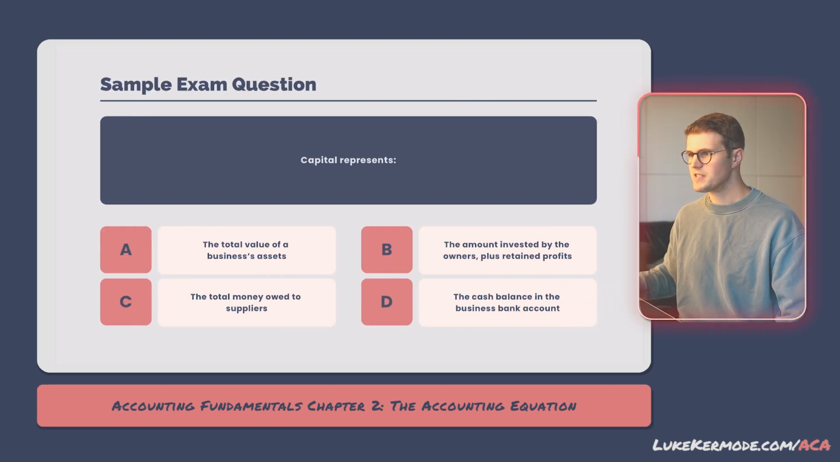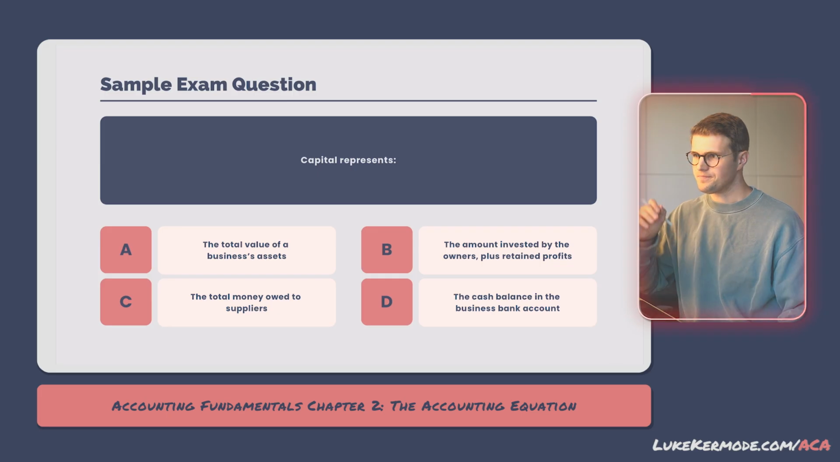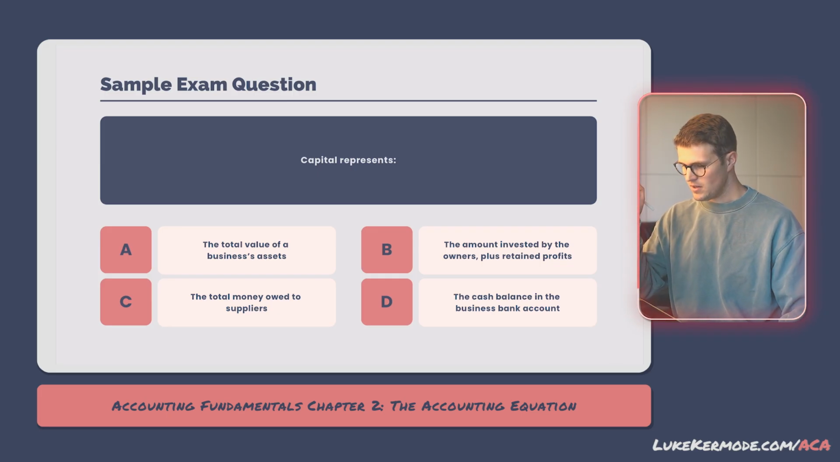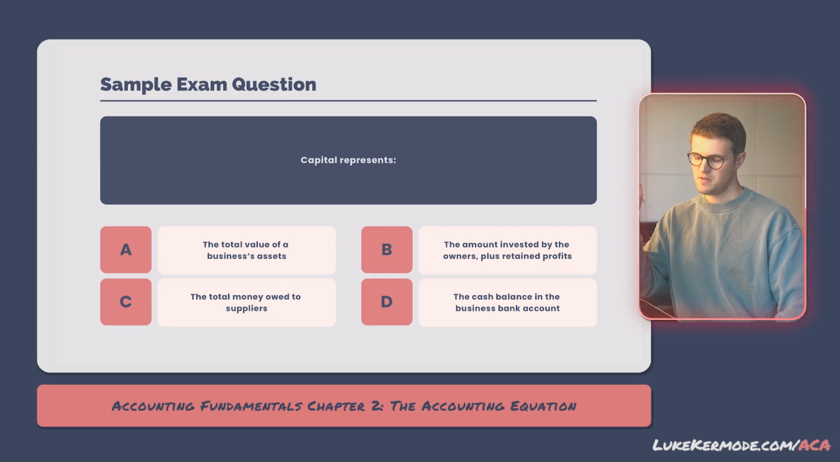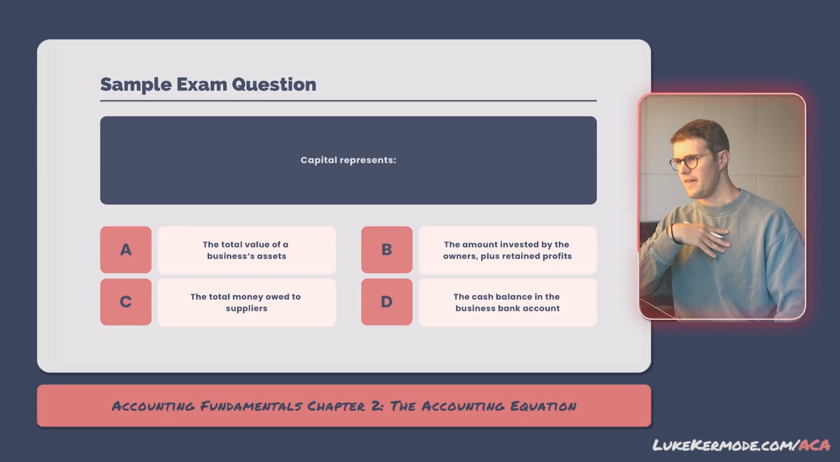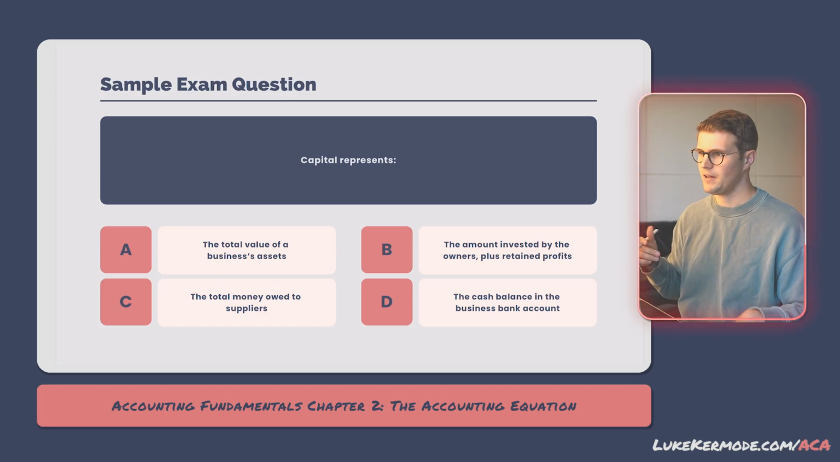Cool, let's now test your understanding of capital with a quick sample exam question. Capital represents A, the total value of the business's assets, B, the amount invested by the owners plus any retained profits, C, the total money owed to suppliers, or D, the cash in the business's bank account.